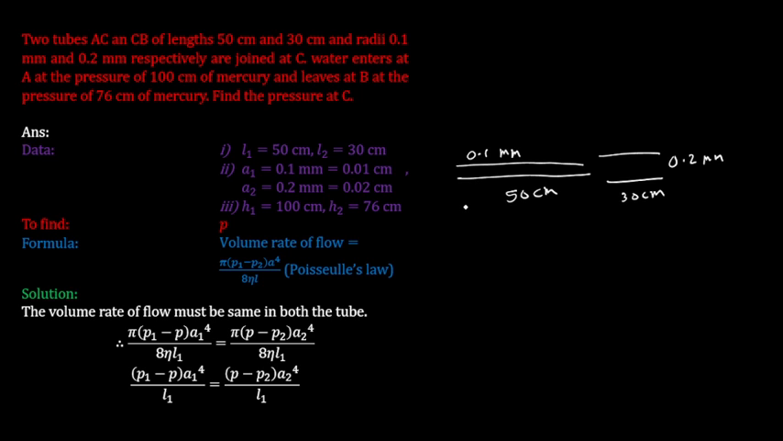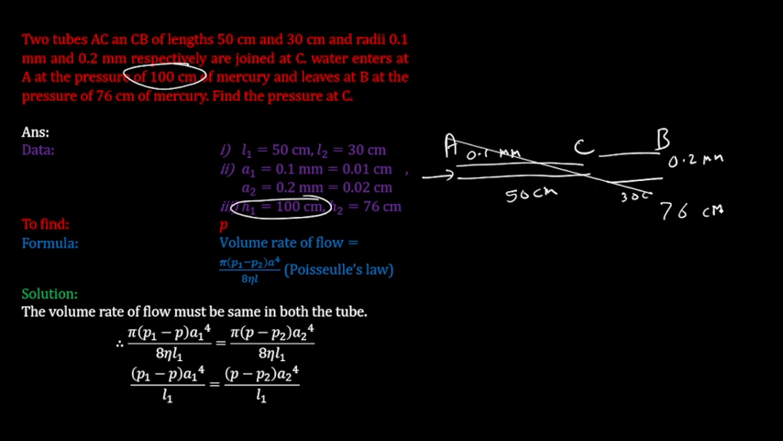And the fluid enters. This is the tube AC and this is the tube CB. C is the common point between the two tubes where they have joined. Water enters at A with the pressure of 100 centimeter of mercury, which is the height H1, height of the mercury column, which exerts the pressure corresponding to its weight, and it leaves at B, and the pressure there is 76 centimeter of mercury.